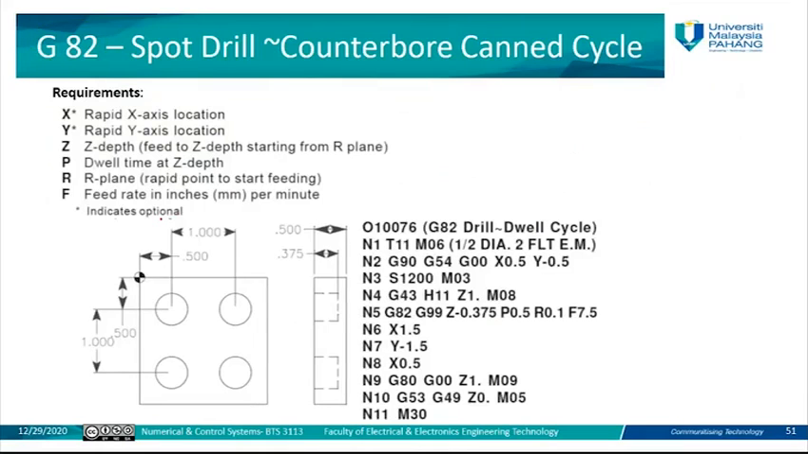This is what parameters are required to use the G82. As you can see here, we have one more parameter, which is B. This was not there in G81, and it is the dwell time at the Z depth. So we need to define some time for the spindle, or the drill, to stop or wait for a while, then it will return again to perform the drilling task.